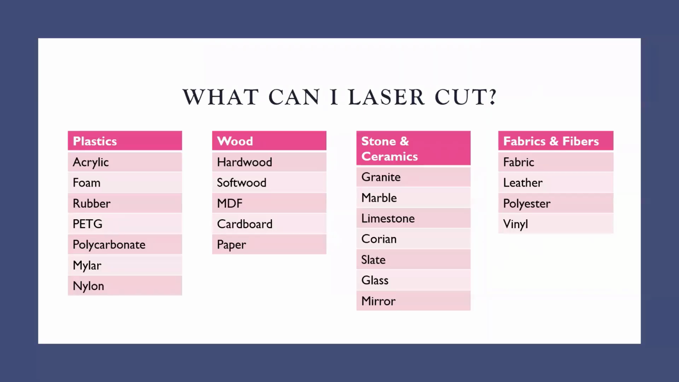All right, next, let's talk material types. This is basically what you can cut on the laser cutter. We can observe the kinds of plastics that you can cut, such as acrylic, PETG, etc. The types of wood, so hardwood and MDF are included here. The stone and ceramic materials such as granite and glass, and lastly, fabrics and fibers. This would include leather, polyester, and the other materials on the list.